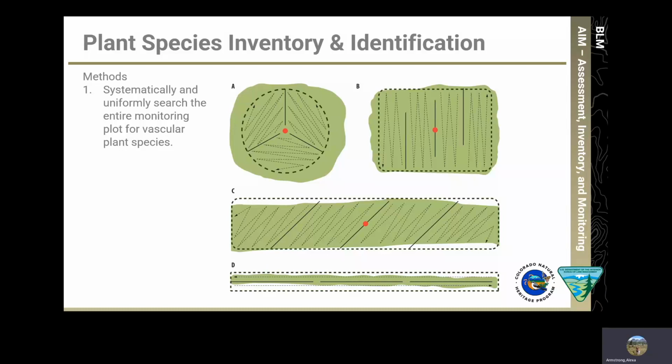Step 1 is to systematically and uniformly search the entire monitoring plot for vascular plant species. Focus on the area between the transects and avoid a 2-meter band on either side of the transects to prevent trampling. Work from the center of the plot toward the outer edge of the plot in a systematic or zigzag search pattern. You can see examples here of search patterns for different plot layouts.